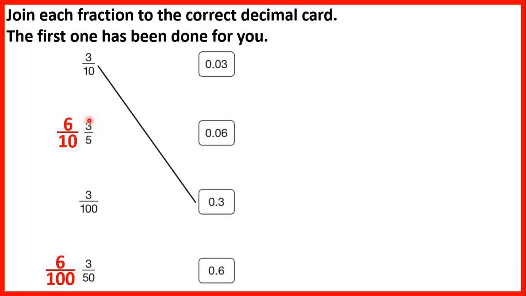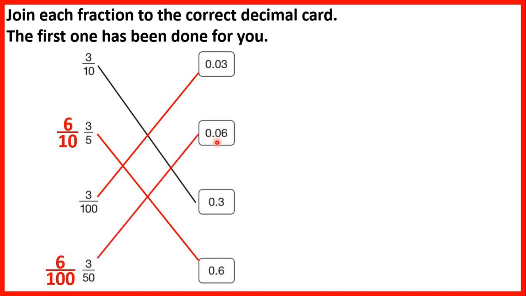So because 3/5 is the same as 6/10, that must be matched with 0.6 because the first digit, so the 6, shows 6/10. 3/100 is 0.03 because the second digit after the decimal point tells us how many hundredths we have, and we have 3/100. And that means that 3/50, because it's equivalent to 6/100, can be matched with 0.06. The 6 is the second digit after the decimal point, so that stands for 6/100.